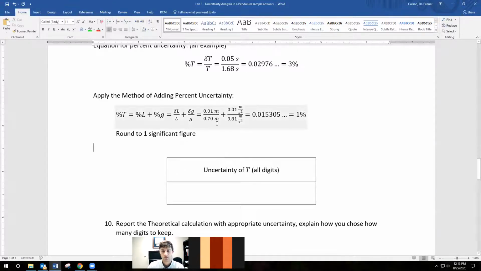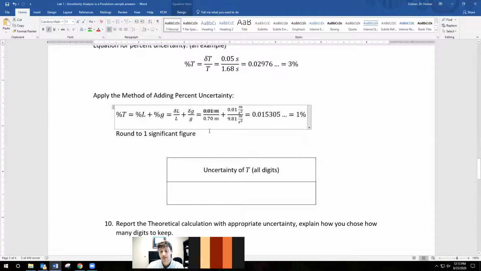That'll be a pretty standard practice because there's only one significant figure in your uncertainties. So it'll usually work out to just have one significant figure in the final percent uncertainty.